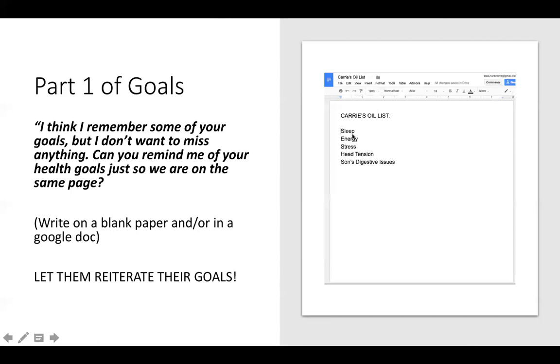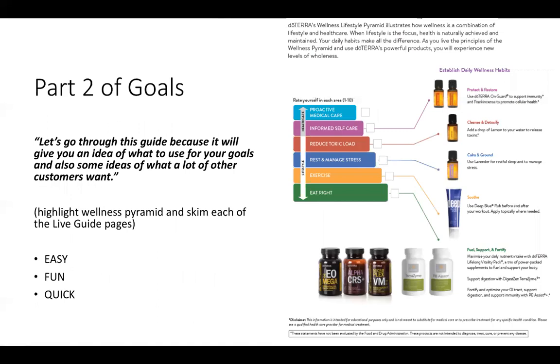So under sleep, you'll be putting lavender and Serenity and maybe the Serenity soft gels, just some items that go with that. And this becomes their wish list, but you're going to be starting with just asking them what their goals are. Now, this is where you're educating and reinforcing some things that will help them.